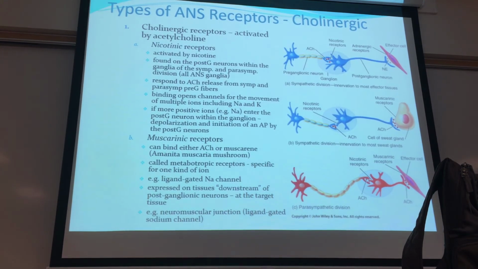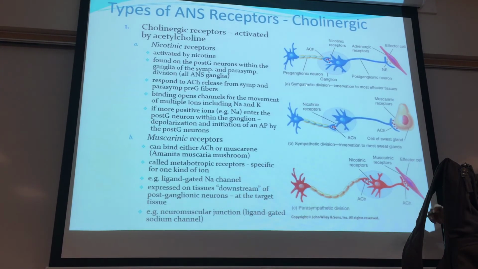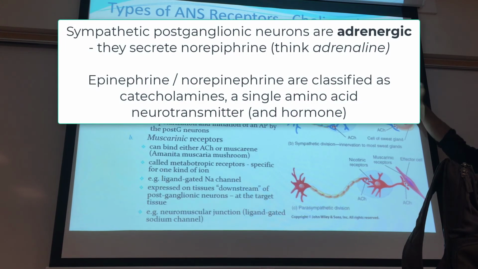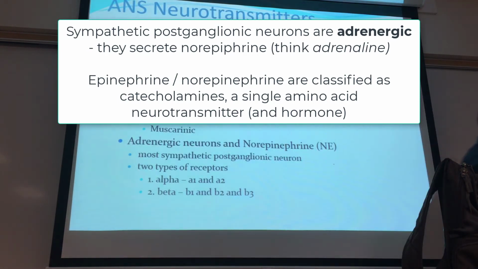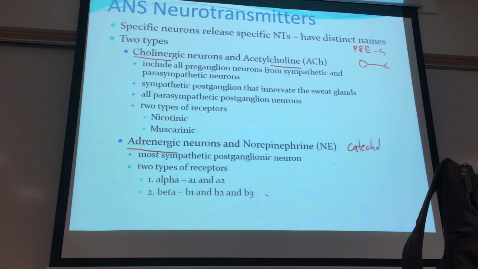And if you were to take a look at, again, our sympathetic pathways, you'll see nicotinic receptors located on the postganglion neuron, but the postganglion neuron is going to secrete adrenaline. Here you can see adrenaline or norepinephrine. So these are going to be adrenergic. And here you can see adrenergic neurons, which secrete epinephrine or norepinephrine. So these adrenergic neurons are called our catecholamines.